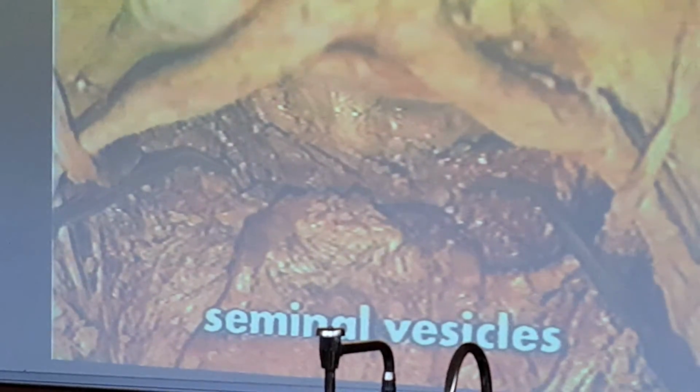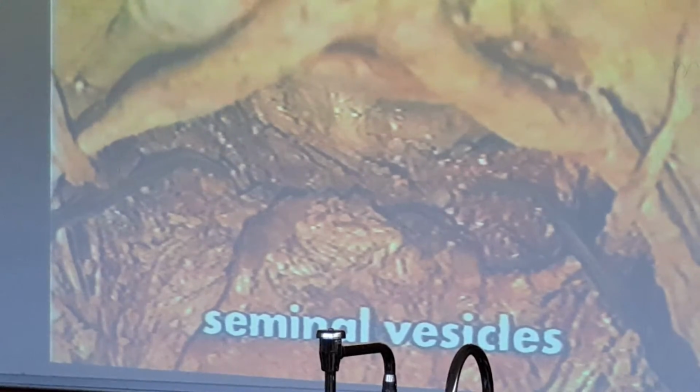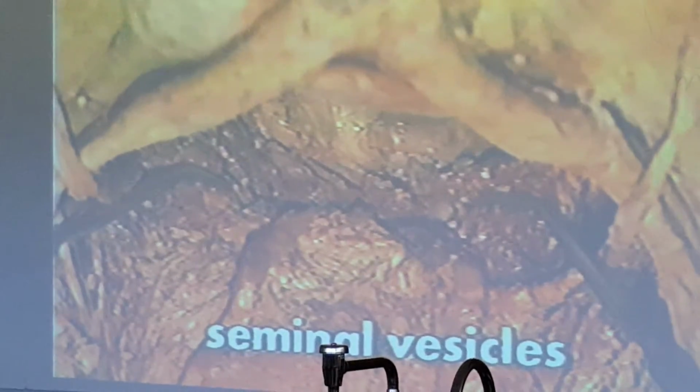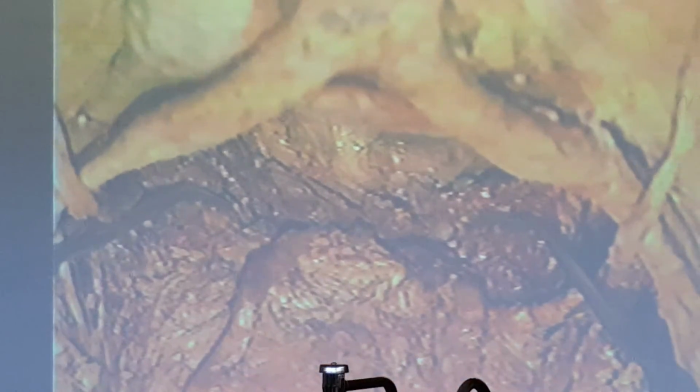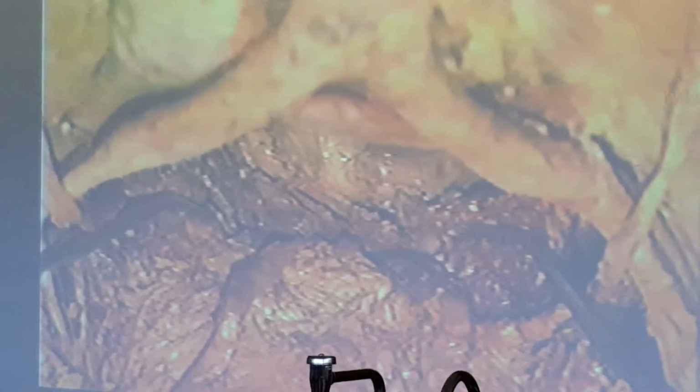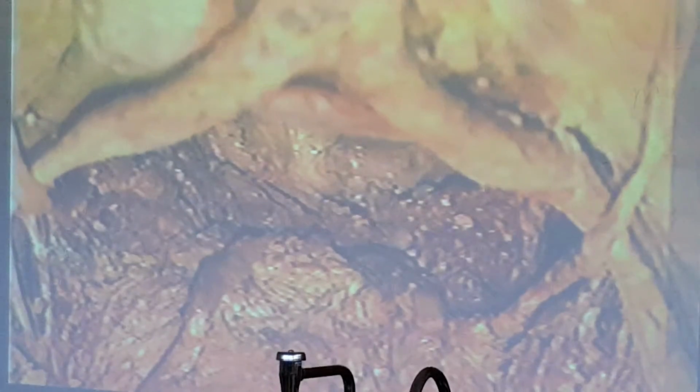The seminal vesicles are located behind the urinary bladder near its base. They are about 5 centimeters in length and produce an alkaline secretion that is rich in fructose, ascorbic acid, and a coagulating agent. Secretions from the seminal vesicles produce about 60% of the volume of semen.